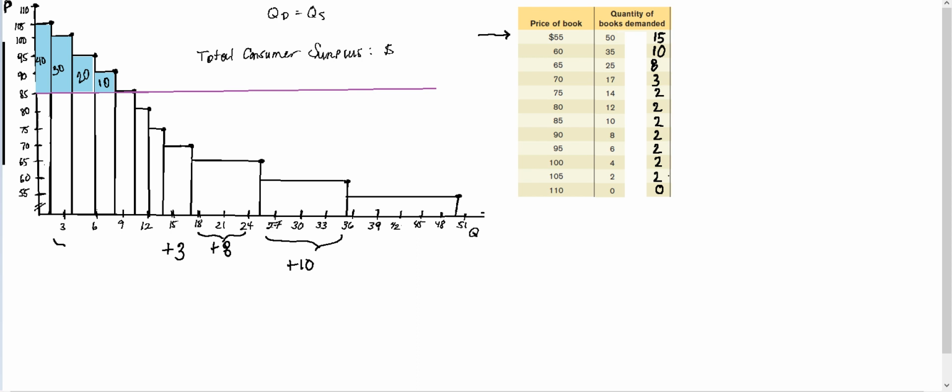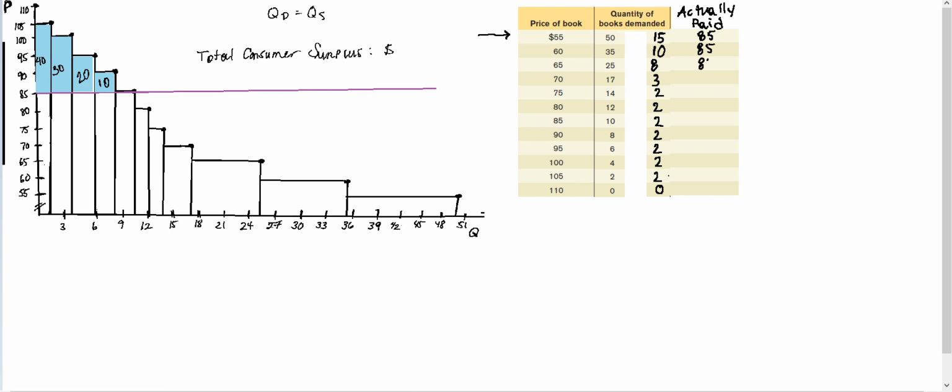Okay, and now let me make a new column for what was actually paid for this book. Now we know it's the equilibrium price of $85. So 85 down the line was actually paid. And where is this represented in our graph? Well, I'll circle this in this purple color to show you that it corresponds to this line right here. That's the line of what was actually paid.